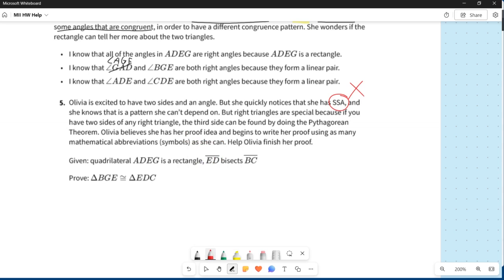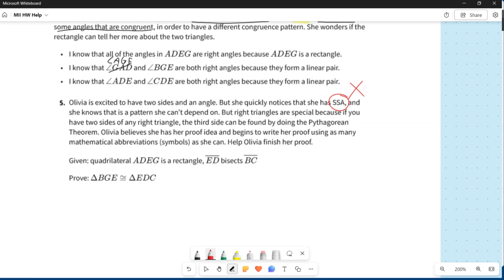And she knows that is a pattern she can't depend on. When you have side-side angle, if you want to reverse it, that's your call. No matter how you write it, it doesn't work, right? Side-side angle is not a congruence condition for triangles. In other words, if you have side-side angle, it's possible that the triangles are congruent. That's certainly possible, but you don't know it for certain. So we cannot depend on it.